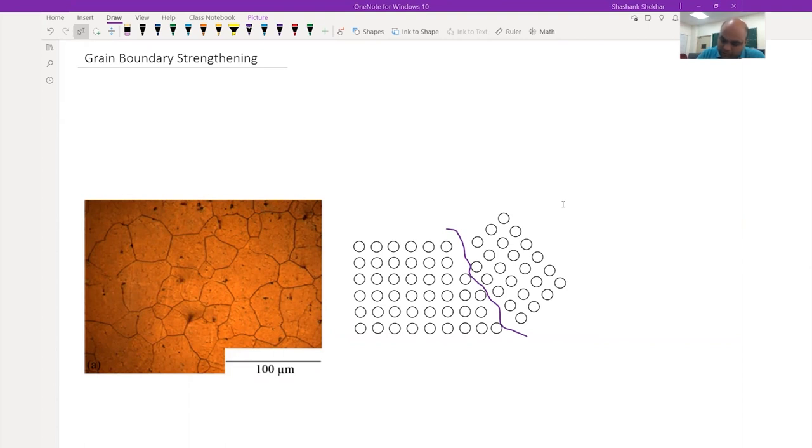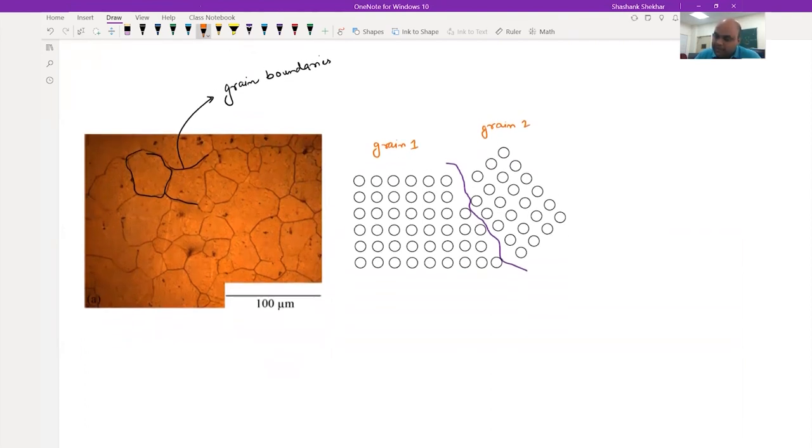So here I have shown an optical micrograph of a polycrystalline alloy. Okay, so you can clearly see here grain boundaries. So these are your grain boundaries. Now, why do we see a grain boundary between two grains? So here I have shown on the right side a schematic where you have grain one on the left side and grain two on the right side. And what you can see here is a change in the orientation, right?